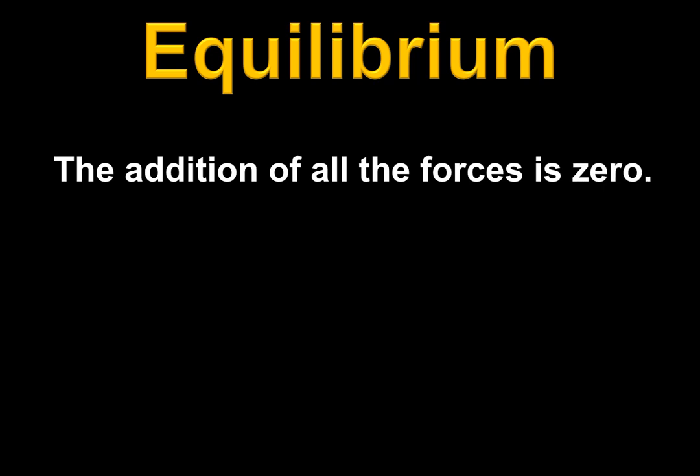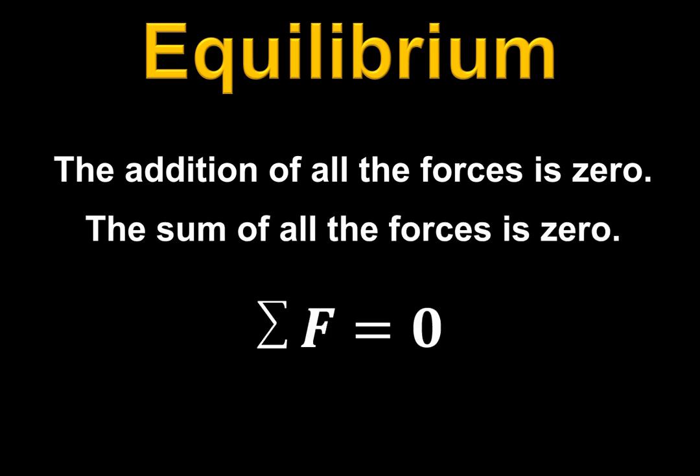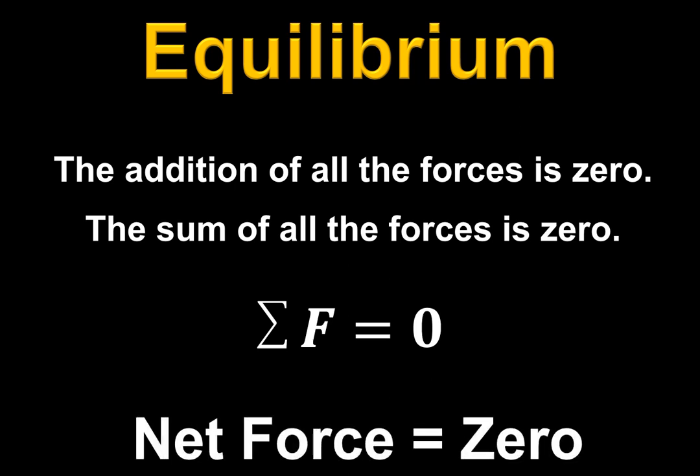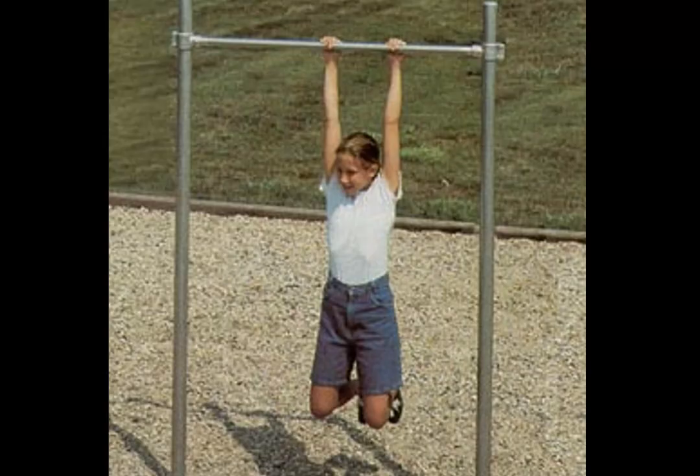So, getting a little bit more into equilibrium. Equilibrium is when the addition of all the forces is 0. So the sum of all the forces is 0. That fancy looking E is called a summation, and sum means add. Or you can just say net force. It's called a net force because it's all the forces in one direction affecting the object. Think about throwing out a net and catching all the fish; you're throwing out a net and catching all the forces.